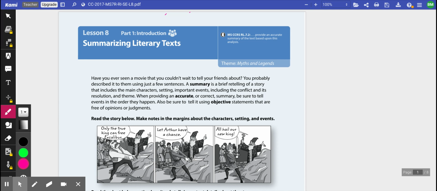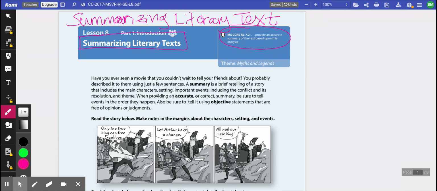Our very first thing that we do with our pencil, because you should have your pencil and your highlighter in hand, is that we want to go ahead and box our title just like we do in our AHA. So summarizing literary text, that is our main focus today. We're going to write up here at the top: summarizing literary text.